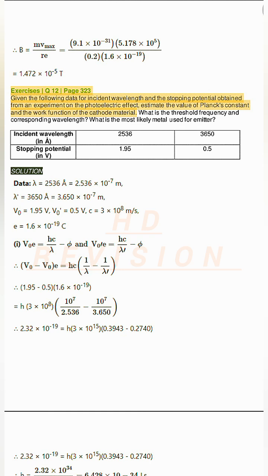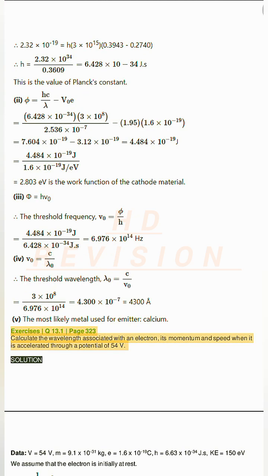Exercises Q12, page 323. Given the following data for incident wavelength and the stopping potential obtained from an experiment on the photoelectric effect, estimate the value of Planck's constant and the work function of the cathode material. What is the threshold frequency and corresponding wavelength? What is the most likely metal used for the emitter? Incident wavelength, in Å: 2536, 3650. Stopping potential, in V: 1.95, 0.5. Solution.